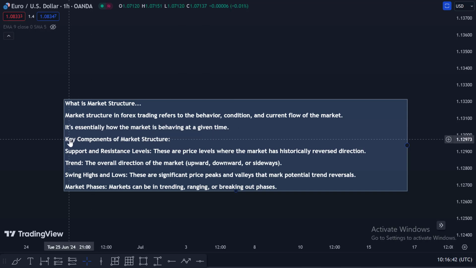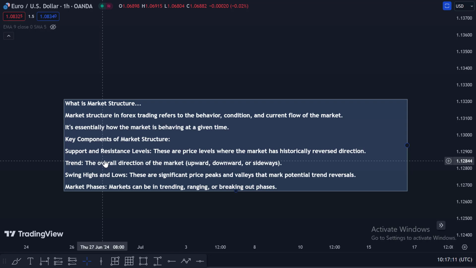You can see right there the key components of market structure: support and resistance levels. These are price levels where the market has historically reversed direction. We're also going to show you that. You can also see trend, the overall direction of the market: upward, downward, and sideways. We're going to look at that too for you to understand. It is called trend, not candle. It is called overall direction, not a candle direction.